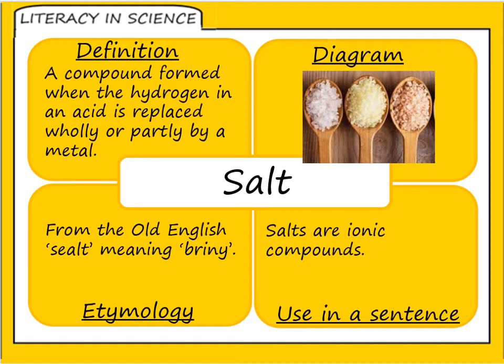So salts are compounds that are formed when the hydrogen in an acid is replaced wholly or partly by a metal. It's from an old English word meaning briny, because you may know that brine is salt water. And in a chemistry sense, that was first introduced in 1790, relating to experienced sailors, and it was due to relating to the saltiness of the sea.